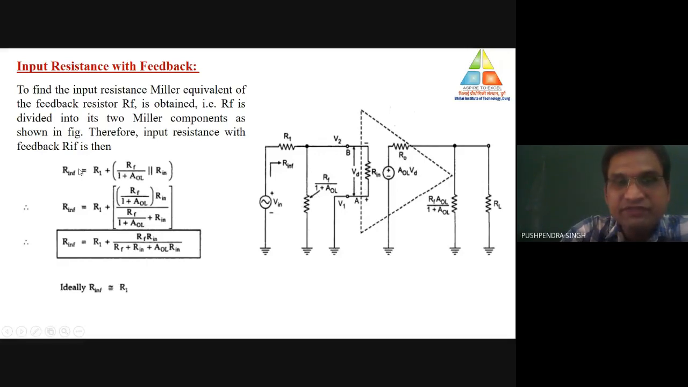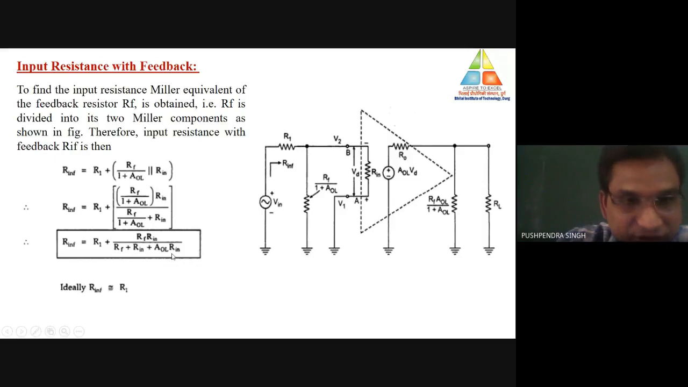And what is input resistance with feedback? All the resistances which are connected at the input terminal. So this R1 resistance is in series with the parallel combination of these two resistances. And these two resistances are RF over 1 plus AOL in parallel with this internal resistance Rin. So after simplification, what is the value of Rinf? R1 plus that much of the term.